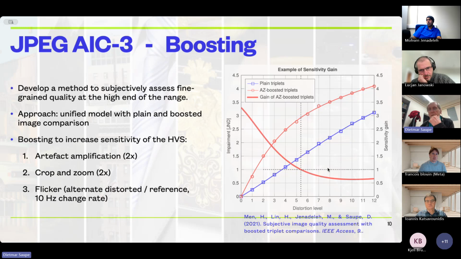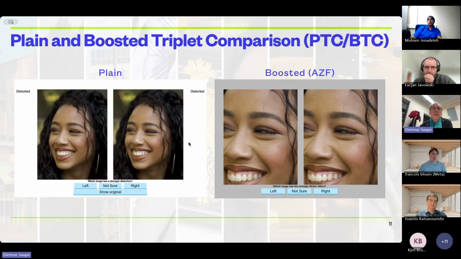And as we go up with the distortion level, this factor decreases, and at the end it's even less than 1. So over here in this higher distortion range, the boosting does not give us any more advantage. But in the close range, very high quality, below 1 JND, we see a good artifact amplification.